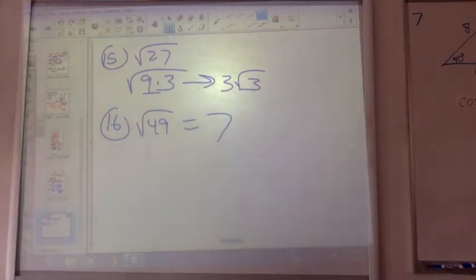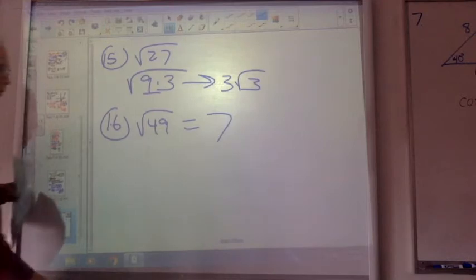I will tell you about half of my students told me that the square root of 49 is equal to the square root of 7. I hate to tell you this, but you're wrong. Take the square root of a perfect square, you just get the number out, right? No, I thought you had to leave the square root.